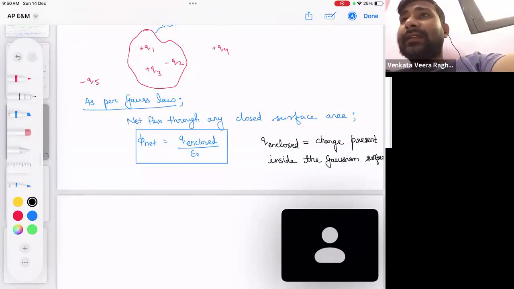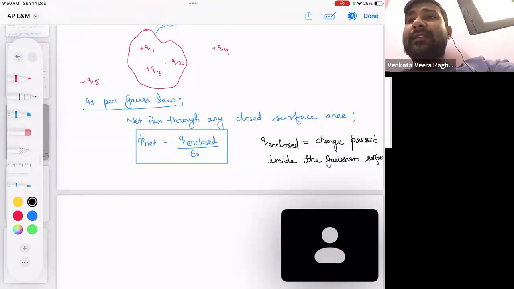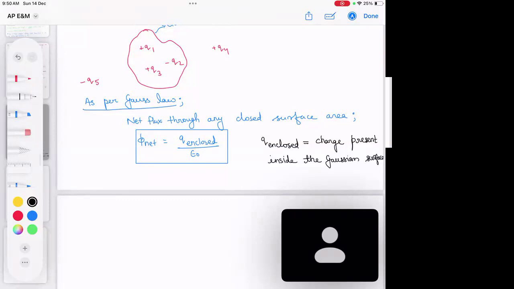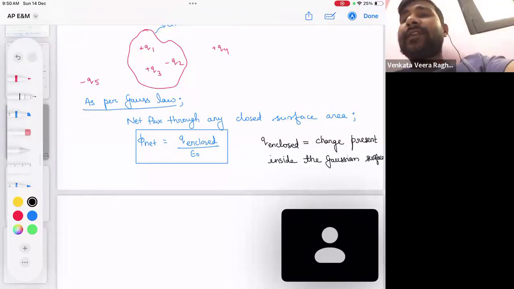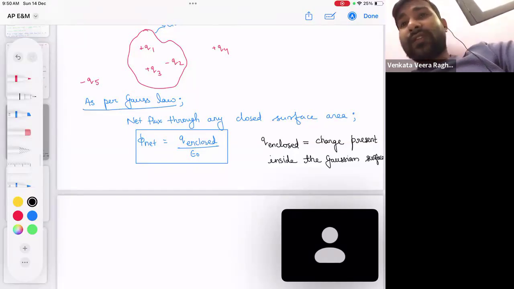But in a region or in a space, if I want to calculate the electric field, will it be due to inside charges, outside charges, or all the charges? Due to all the charges. Right. So that's why the field at a point is due to all the charges present in the surrounding. But flux is only due to enclosed charges, or charges within the Gaussian surface.